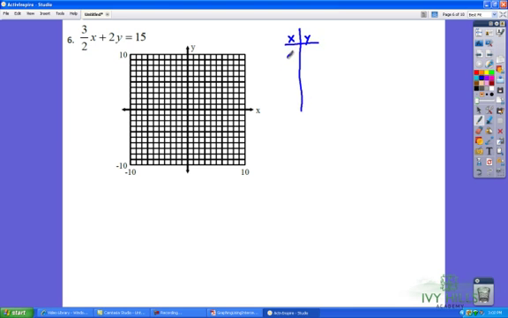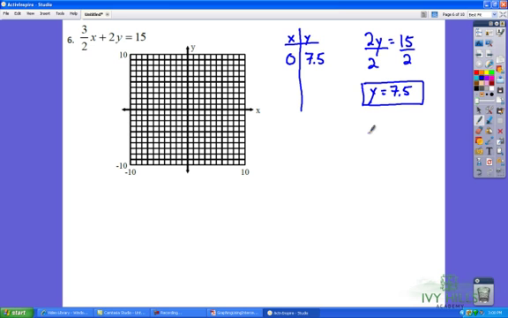So if I make x 0, I will have 2y equals 15. Dividing both sides by 2, I will get a y value of 7.5. It's easier to work with decimals when you're trying to graph. It's much easier to graph 7.5 than it is 15 halves. So just remember that when you're graphing, it's probably easier to graph decimals than it is improper fractions.